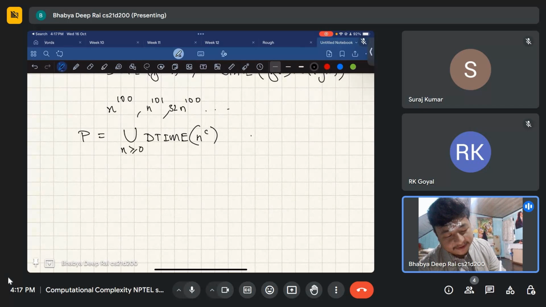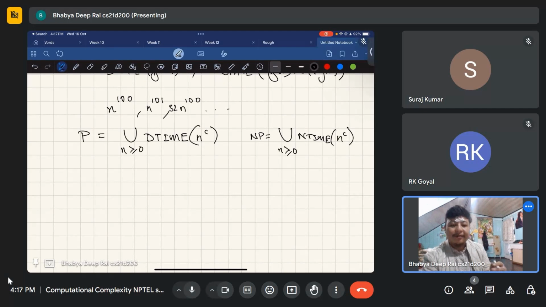And similarly, what is NP? Of course you can define it in the non-deterministic way. That is, the union over c at least 0 of NTIME of n to the c: polynomial time, but using non-deterministic Turing machines. Now we come to the question of P versus NP.